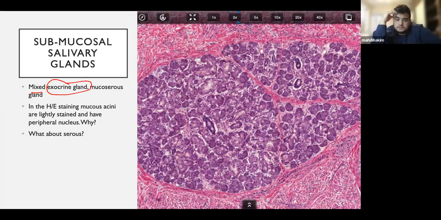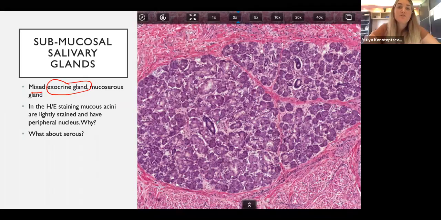Because they contain ducts. Very good. This semester, we're going to talk a lot about ducts. This is a duct, right? So this is a duct. This is also a duct. This is another duct. These ducts are the proof that this is an exocrine gland, because endocrine glands, as you remember, do not possess the ducts. They secrete their secretions directly onto the blood.